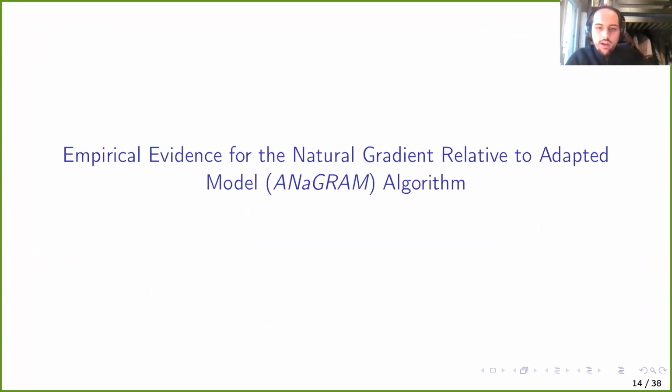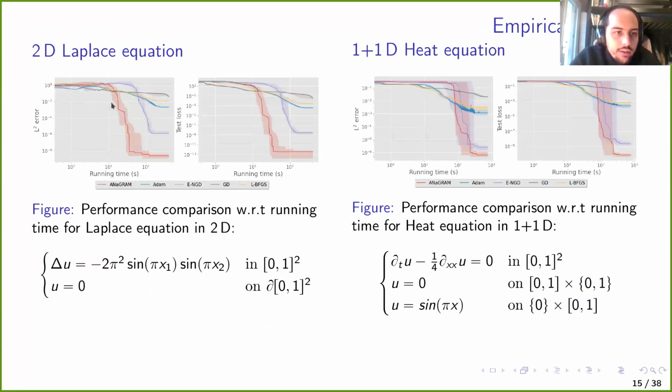Okay, so now how does it work in practice? We tested it on a benchmark of some equations. On the 2D Laplace, we see that compared to Adam or L-BFGS, the solution error is a few orders of magnitude lower, comparable to energy natural gradient by Marius Zeinhofer and Johannes Müller.